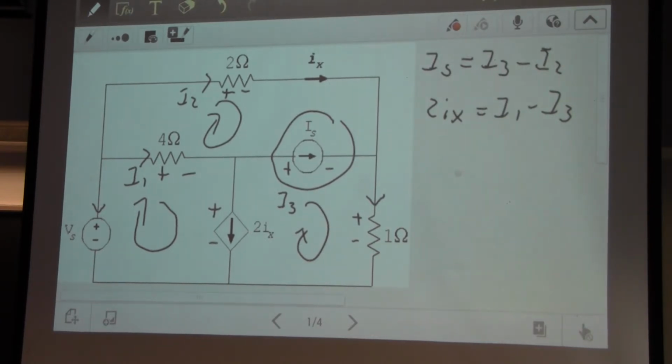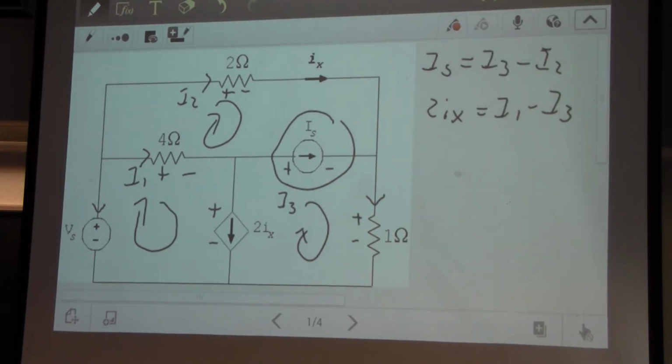I'm just keeping it as a symbol because it's going to be easy to transition from there to the superposition concept. So for now, just think of it as a fixed number. Yeah, so it's exactly the same thing. And once we have those, what we should do then is do KVLs, right? So the loop current method, what you do is you use KVLs on these loops.